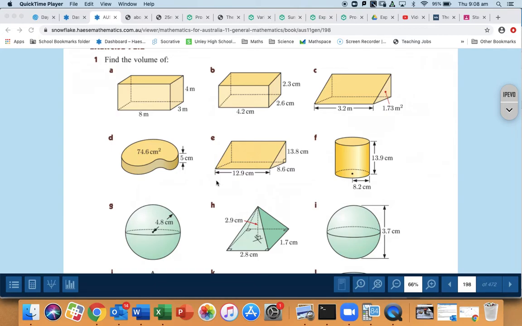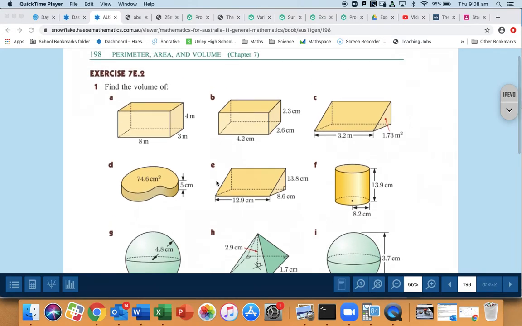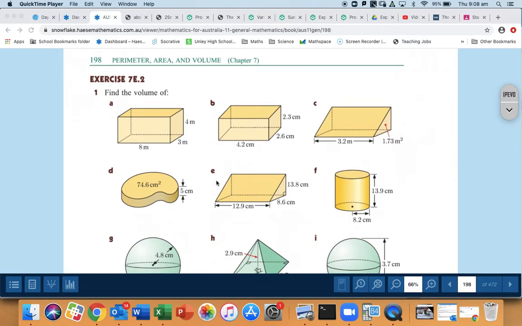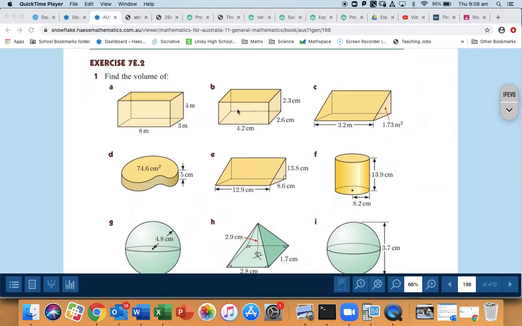Okay, hi everyone. We're looking at 7E part 2 where it's volume calculations. I just want to make a short video looking at these yellow shapes. These ones are really quite easy, quite straightforward.